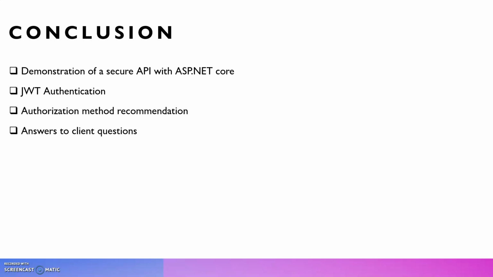The conclusion is that I have demonstrated a secure API with ASP.NET Core. I have also given JWT authentication. I have recommended an authorization method, as well as given answers to the client questions.